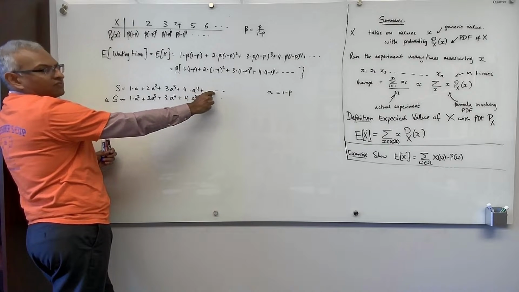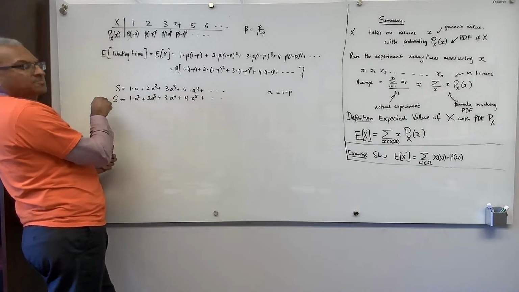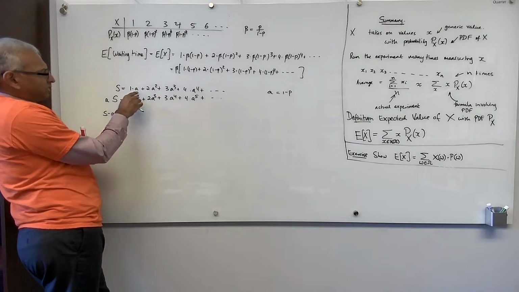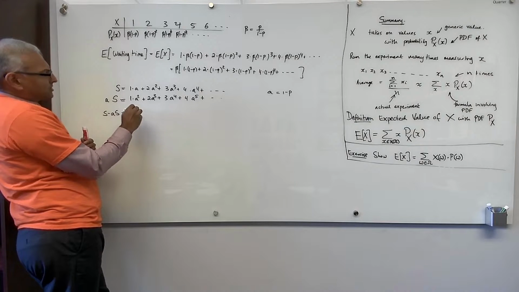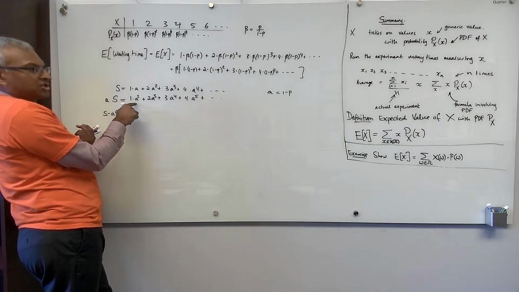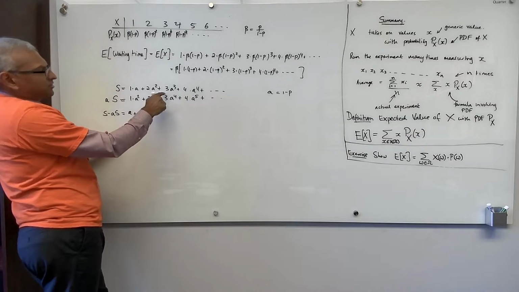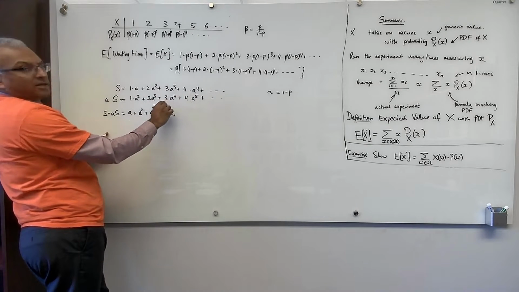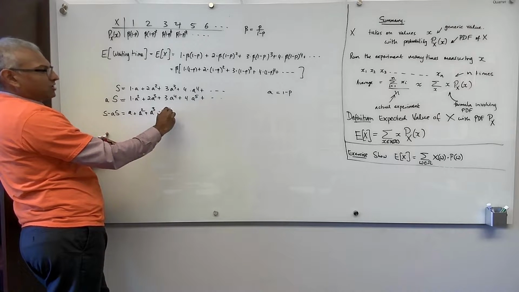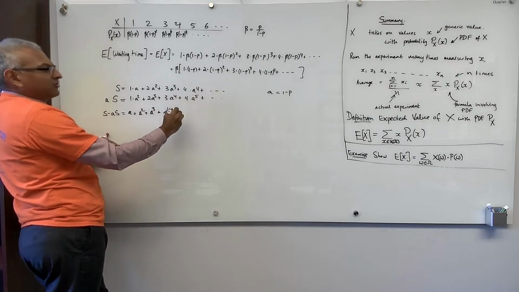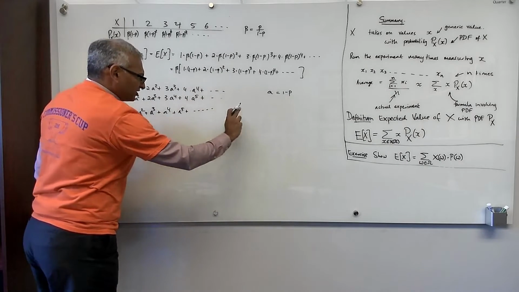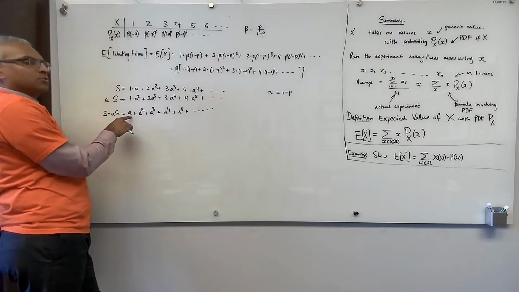There'll be 5a⁵ and 4a⁵. So if I take s minus as, s minus as is going to equal a, plus 2a² minus 1a² is just a², plus 3a³ minus 2a³ is just a³, plus 4a⁴ minus 3a⁴ is just a⁴, plus 5a⁵ minus 4a⁵ is just a⁵, plus and so on. And this is exactly the infinite geometric progression, except it doesn't start at 1, it starts at a.